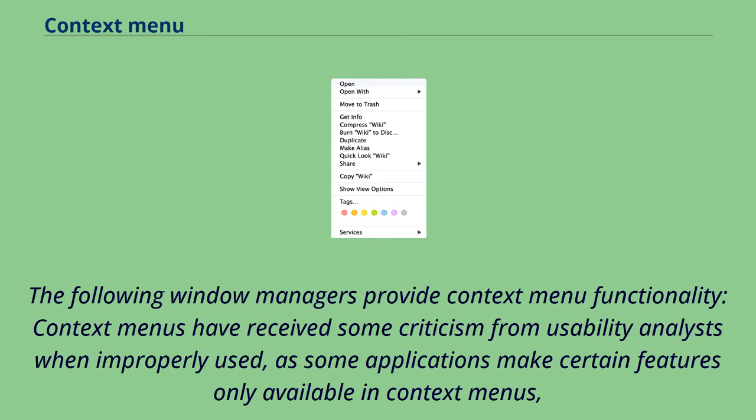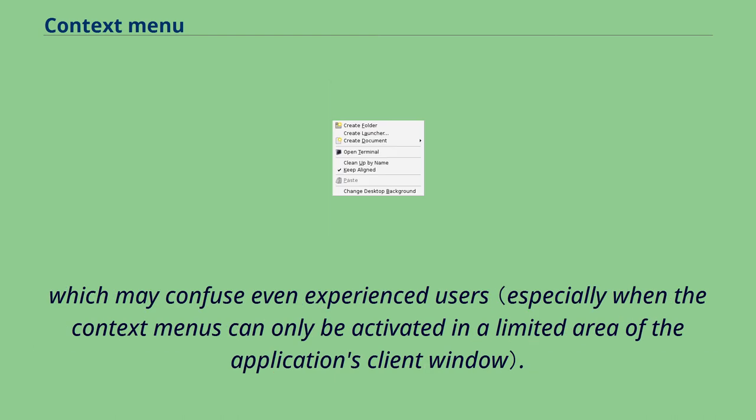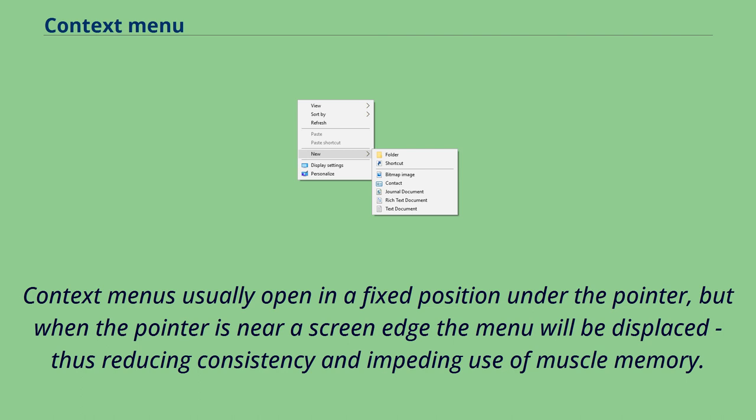Context menus have received some criticism from usability analysts when improperly used, as some applications make certain features only available in context menus, which may confuse even experienced users. Context menus usually open in a fixed position under the pointer, but when the pointer is near a screen edge, the menu will be displaced, thus reducing consistency and impeding use of muscle memory.